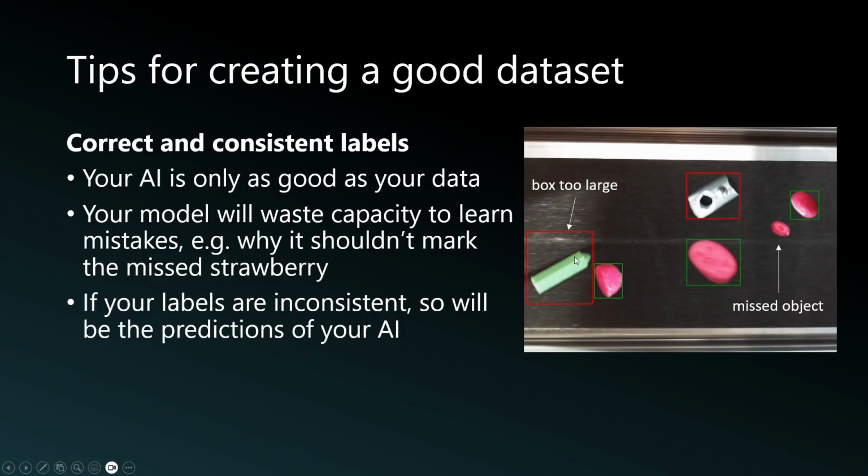And then you should look out for the quality of the labels themselves. For example, most labels are quite good. They fit snugly around the objects. But here we have a box that is quite loose. There is quite a bit of margin between the object and its box. And well, if the data isn't labeled well, the predictions won't be good either.